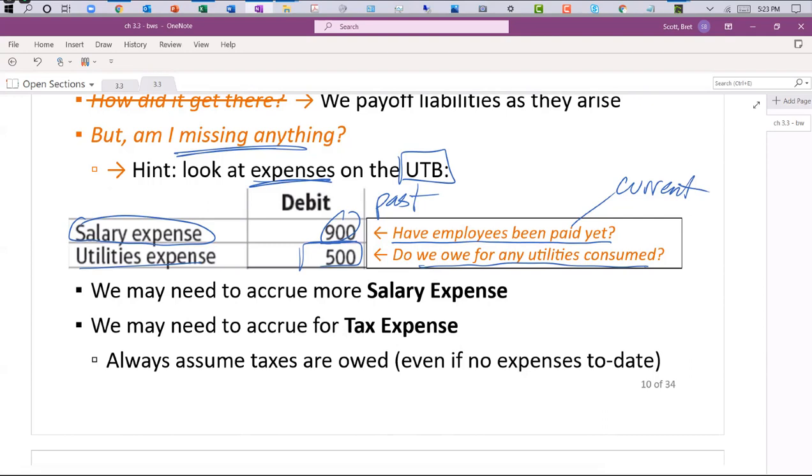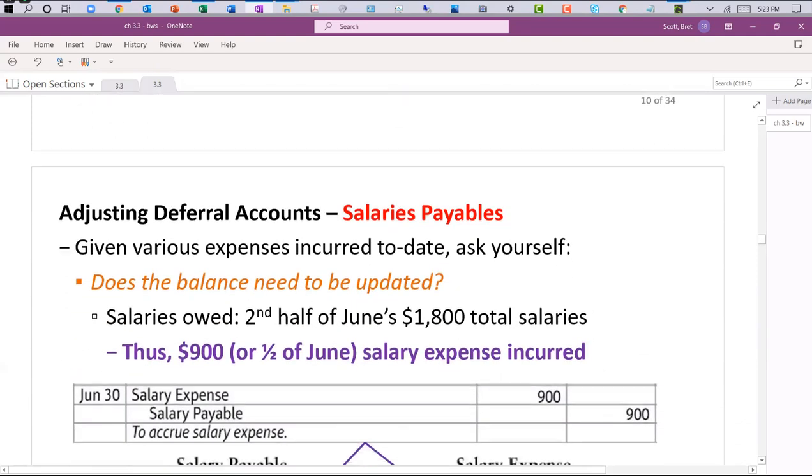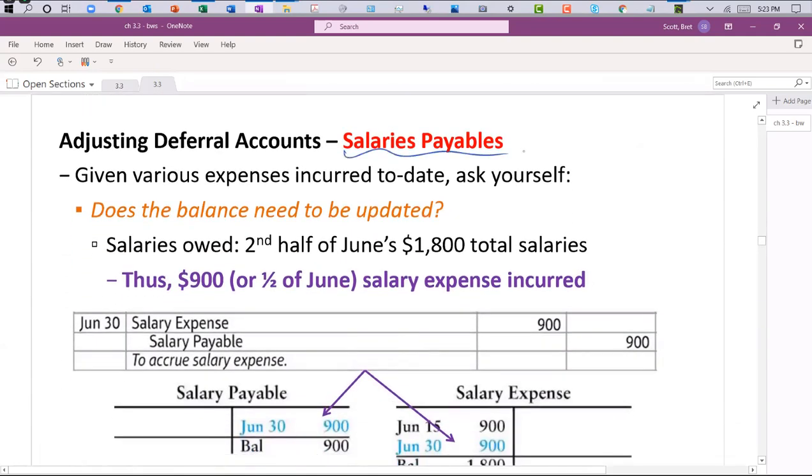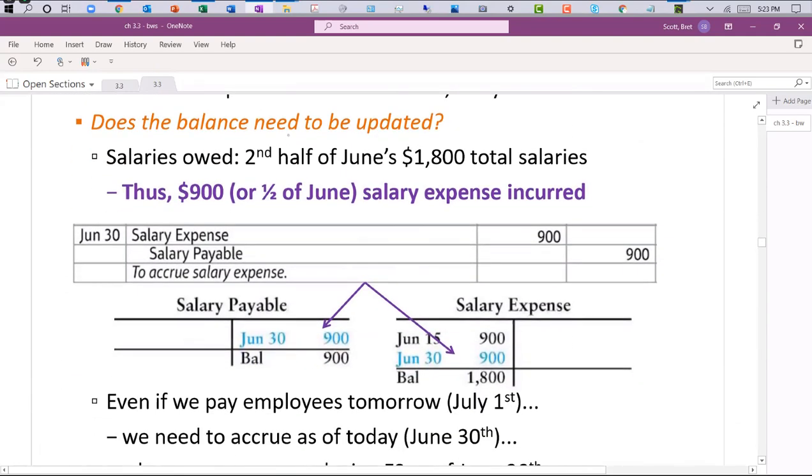But it's worth noting that accountants need to run some analytics to figure out, hey, if I have a salary expense, do I need a salary payable? And always, there's some kind of tax payable that needs to be accrued for. In the case of salaries payable, I ask myself, does there need to be a balance at all? There's zero balance currently. That's why we didn't see any line item in the trial balance. Do we need to update that to some amount?